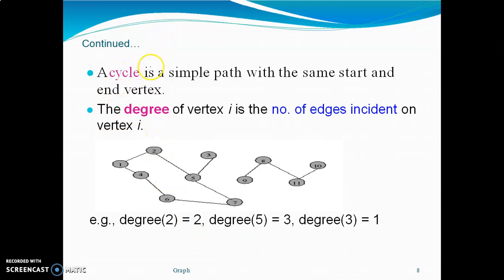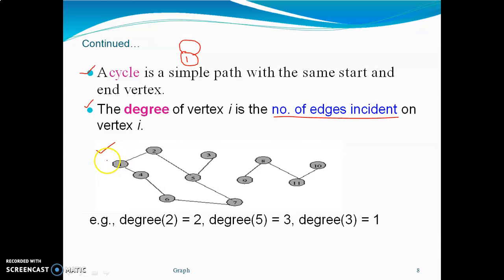Next, cycle. A cycle is nothing but a vertex having a path from itself. This is a cycle; the vertex has a path to itself. And the next word is degree. The degree of a vertex, we can generally call it the number of edges incident to the vertex, that is in an undirected graph. We don't have any incoming and outgoing; we have only the number of edges which are incident to that particular vertex.